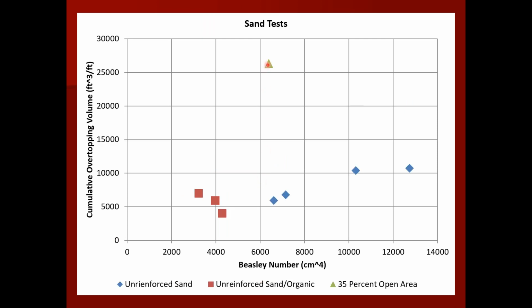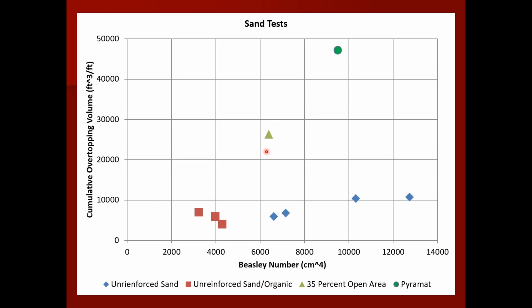The 35% open TRM had a Beasley number of just under 6,500. And then we saw the tighter TRM with the sandy soil actually had a significantly higher Beasley number, higher performance, which was contrary to what has been thrown around the marketplace of, well, if it's too tight, you don't get vegetation to grow through it. It's a function of the soil parameter as to how long it takes that vegetation to get through the material itself.